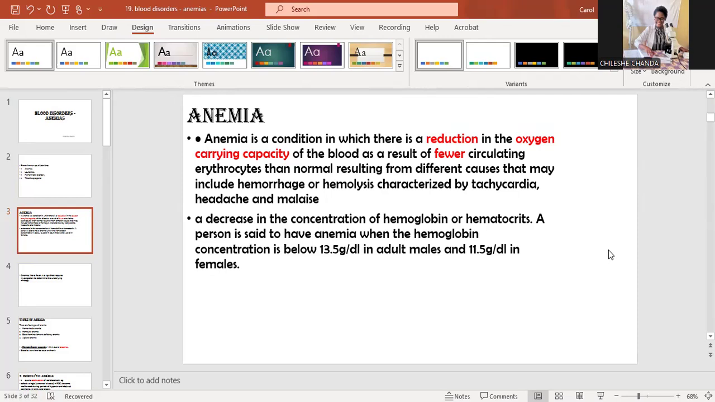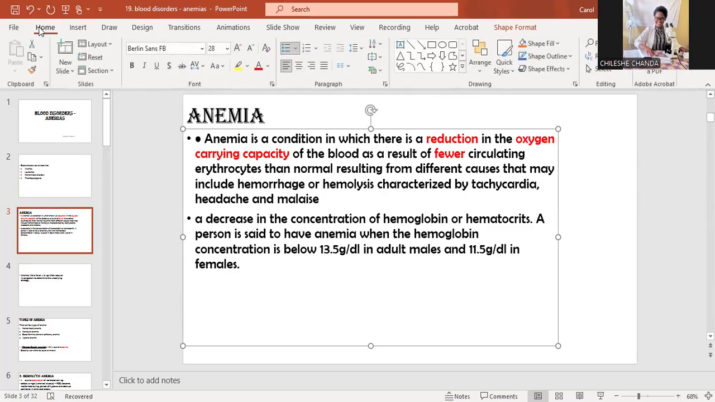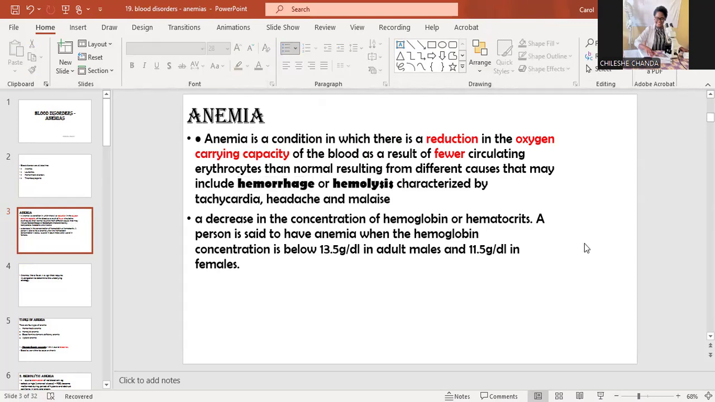And this anemia can be caused by different factors, and these include issues like hemolysis. Hemolysis is simply the breakdown of red blood cells, whether they are normal or sick. Anemia can also be caused by other factors such as hemorrhage. This is simply severe bleeding, such that a person ends up not having enough red blood cells.